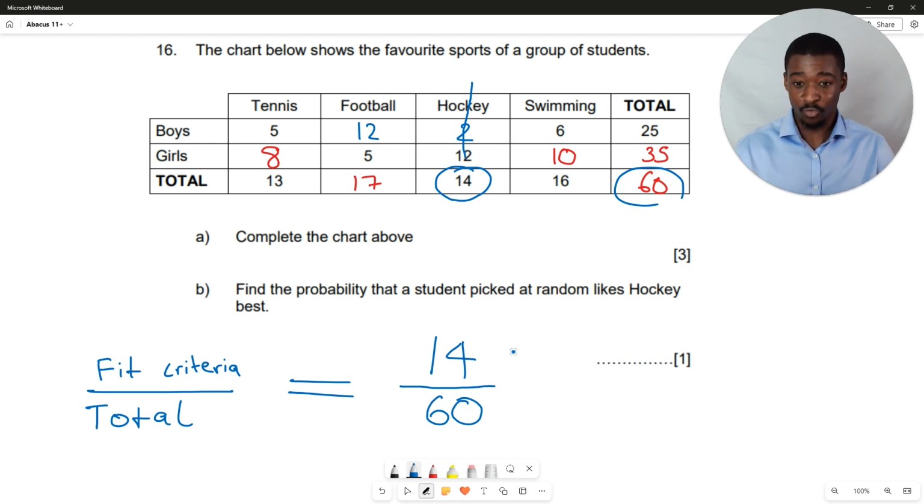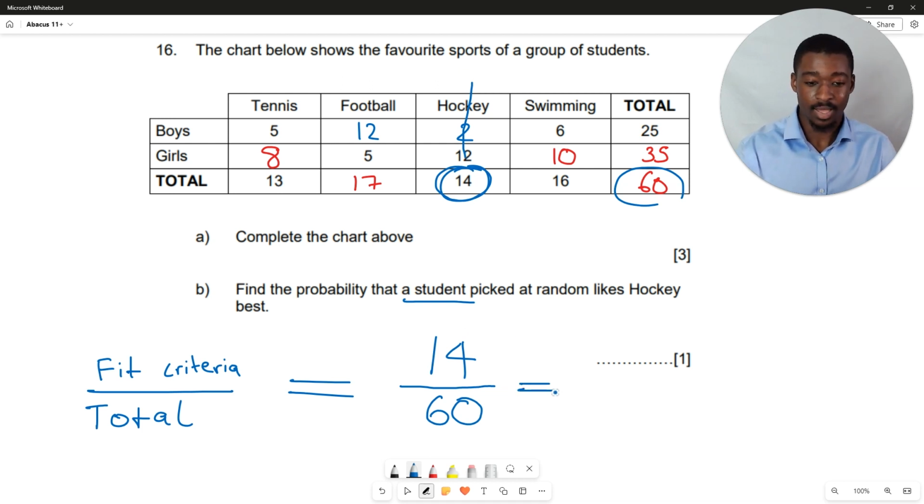This would be completely different if they said, find the probability that a boy picked at random likes hockey best, right? Or it said maybe out of all the boys, someone likes football best, right? That would change our criteria and change our total. But here, our criteria is going to be 14 because we're talking about students in general, girls and boys. And our total number is going to be 60 because, again, we're talking about a student out of all the students. So 14 over 60.